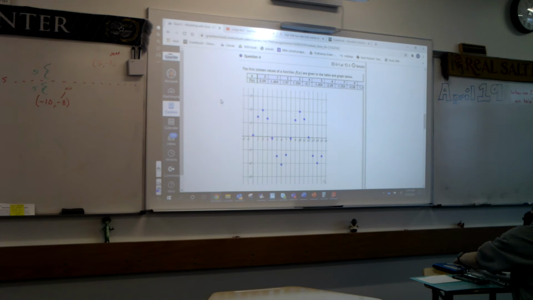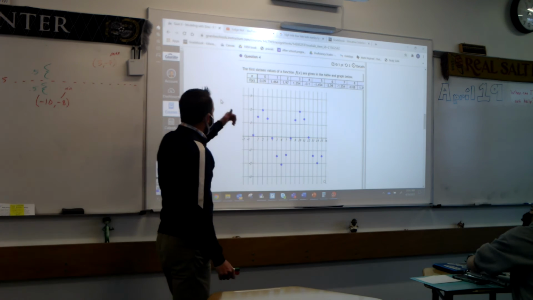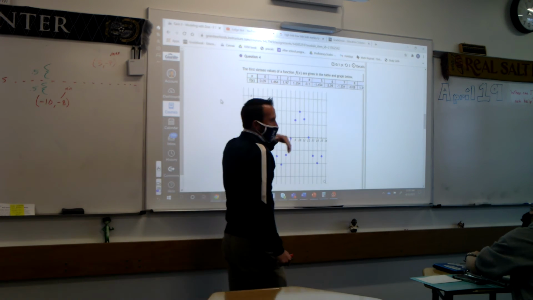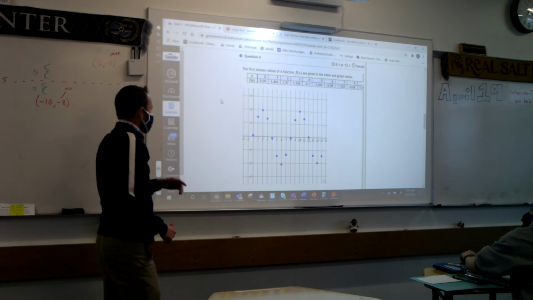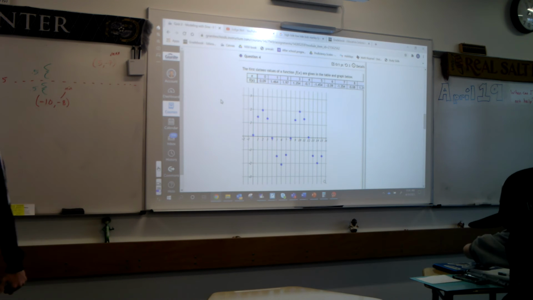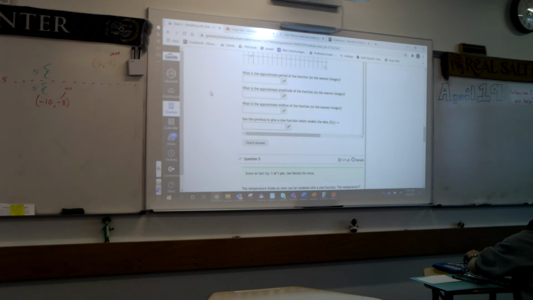Okay, now notice on this one, it doesn't give you the graph, it just gives you some key points. It kind of gave you a chart, like what we saw with the month and the average low temperature of those cities we were looking at last time. So here are some dots, and it's going to say, based off that, let's try to estimate some things. What is the approximate period, amplitude, midline, and let's write it all out.